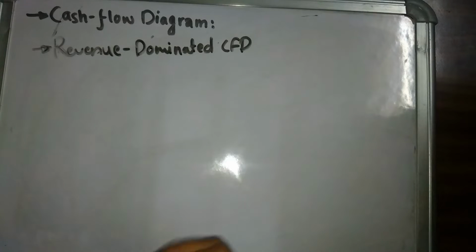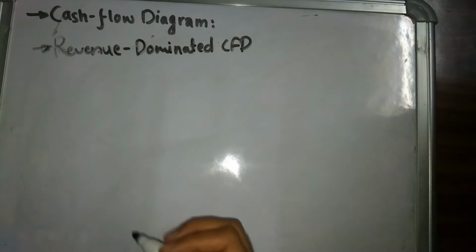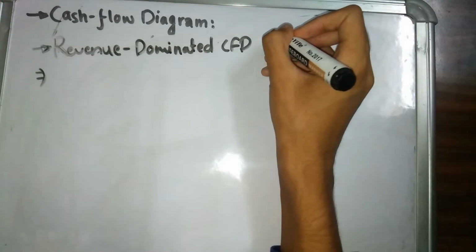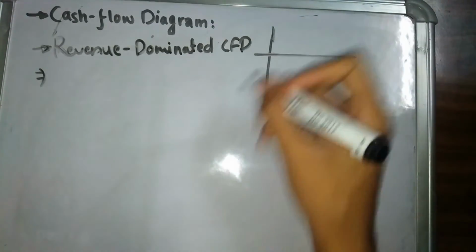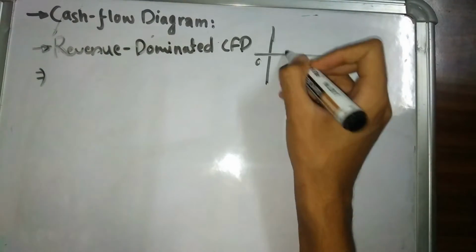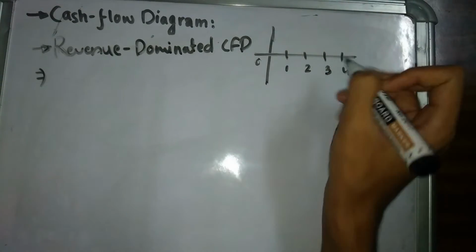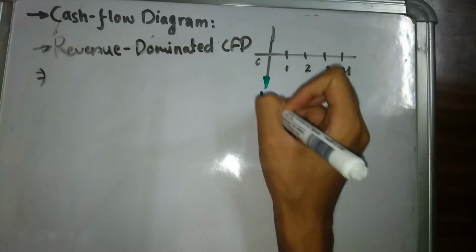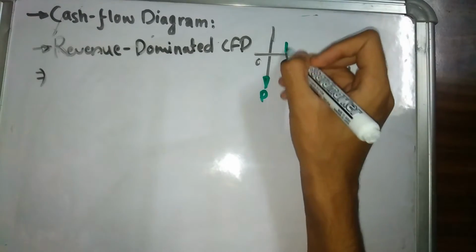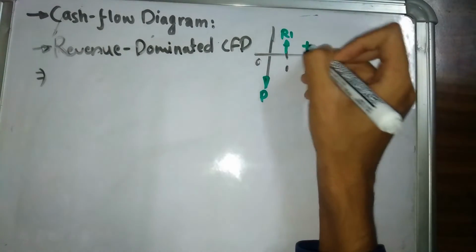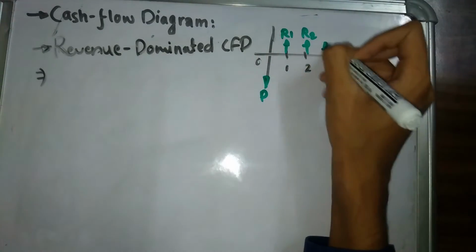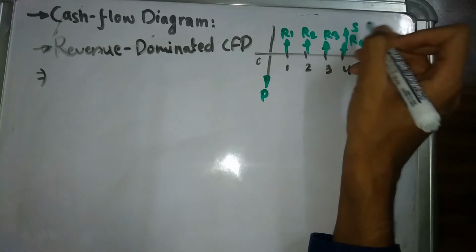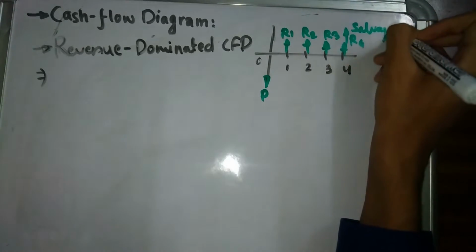So for our present worth, suppose a certain cash flow diagram looks like this for our revenue dominated cash flow diagram. We have time periods of 0, 1, 2, 3, 4. Let's say at time t equals 0, we have an initial investment of P, and in time 1 we have a certain revenue R1, and we have R2, R3, and in time period 4 we have R4, and we have a salvage value of S as well. This is our salvage value.